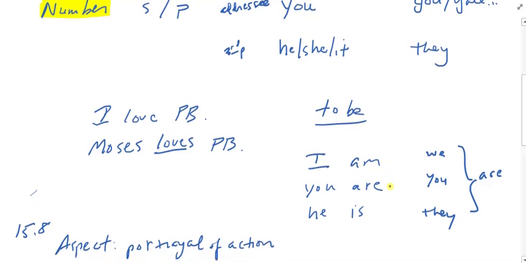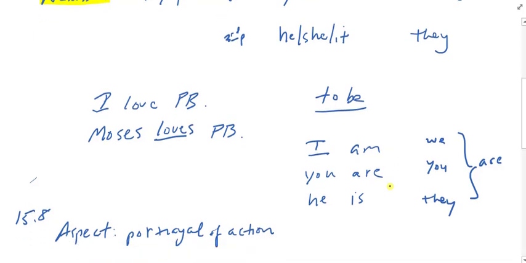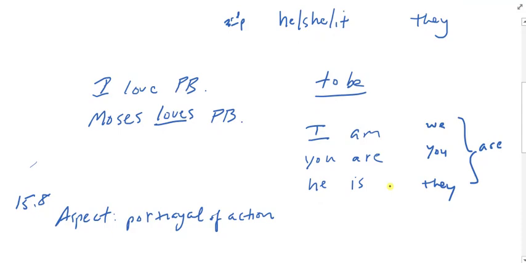Now, let's look at 15.8 in Mounce, and this is really the part where we start to get a little bit hairy. It's this matter of aspect.